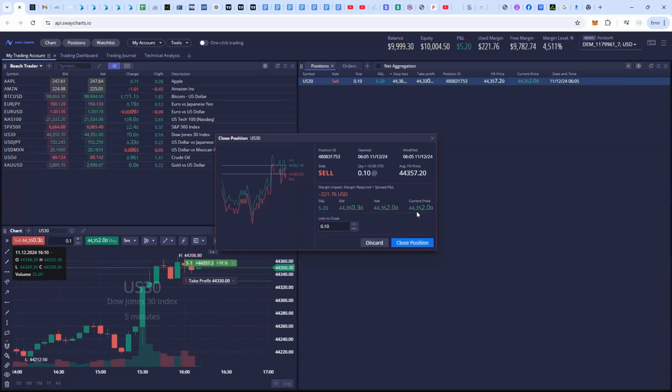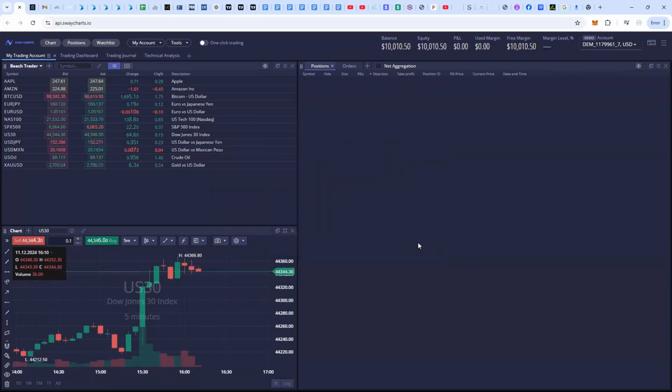How much do you have right now in profit? It's telling us right here, this is where the profit is. $9 worth of profit. So let's go ahead and get out of the trade. Okay, and I won that trade. You see it right here, 10,000 I started out with. I made $10.50. Okay, let's do another trade with US 30.